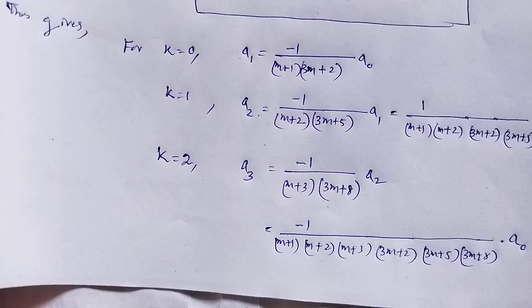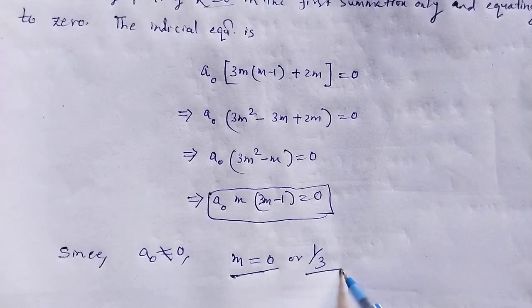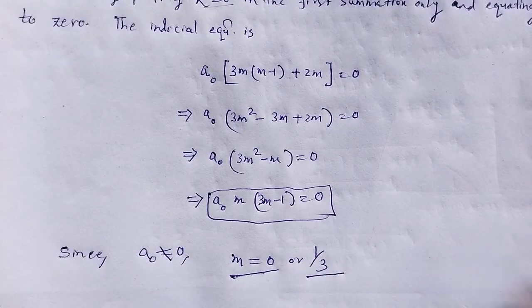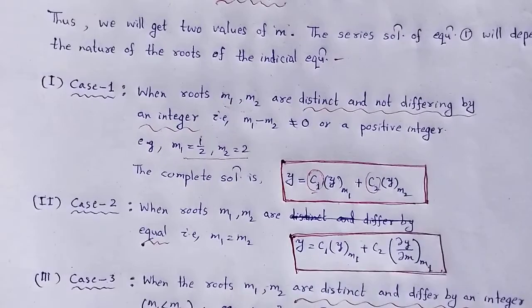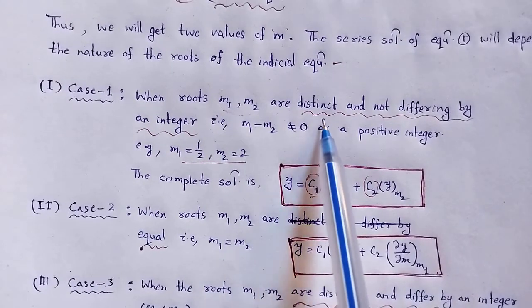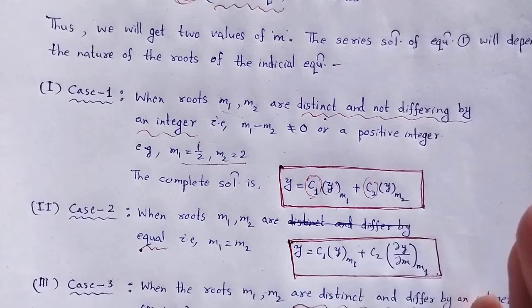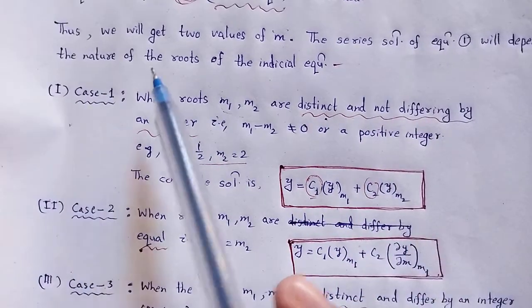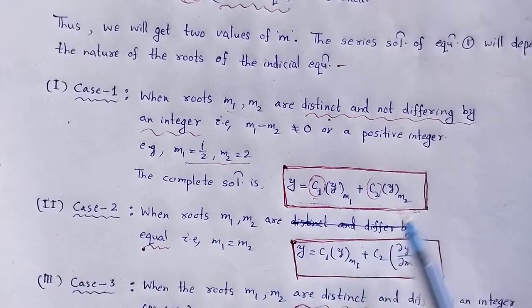When m is equal to 0 and m is equal to 1 by 3. Since m is equal to 0 and m is equal to 1 by 3 are the two roots, and according to our condition these two roots, 0 and 1 by 3, are distinct and not differing by an integer. Therefore, we use the condition 1. The complete solution will be in this form.